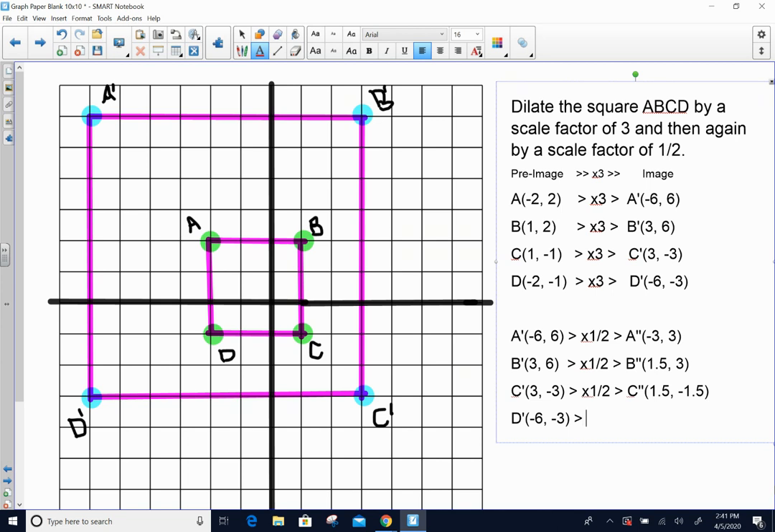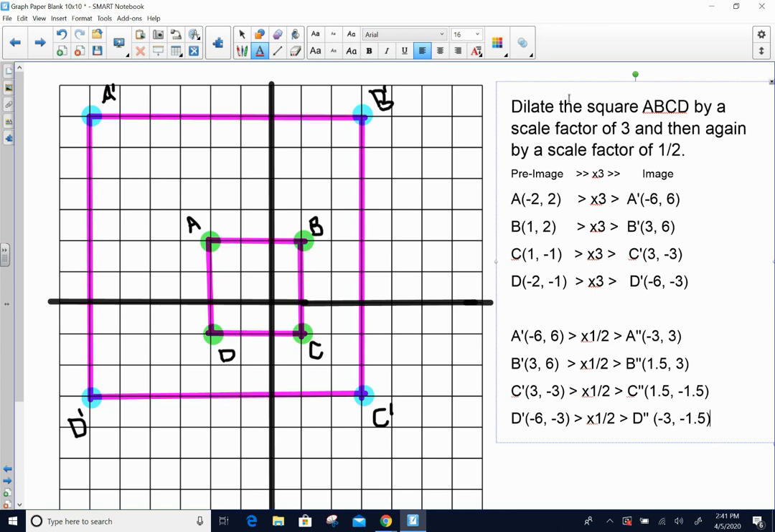And then last, I'm multiplying D by 1/2. So D double prime. Negative 6 times 1/2 is negative 3. And then negative 3 times 1/2 is negative 1.5. So now I can go ahead and plot these new points. This is going to be my final answer, is this second dilation, okay?